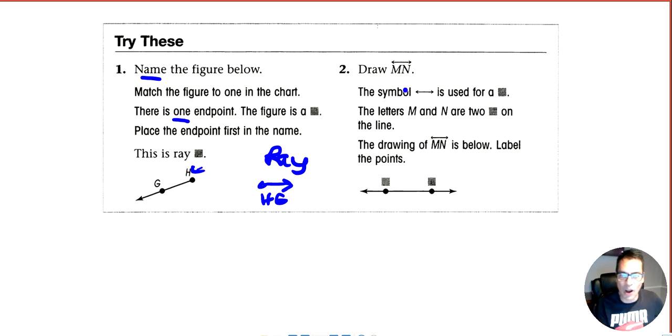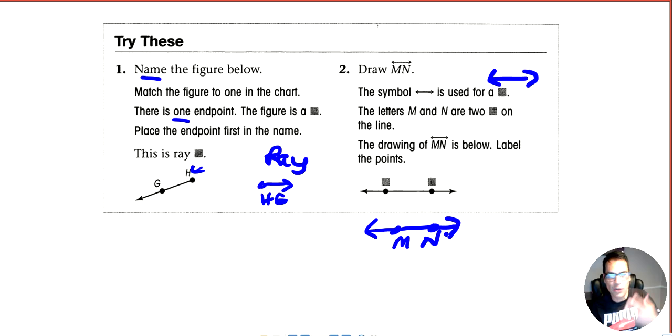So now it says draw line MN. We're going to draw it together here. So draw line MN. So we go, and it's got 2 points there. So we drew line MN. What did we do? The line symbol is used for a line, right? This is the symbol. So that's what we drew together. The letters M and N are 2 points on the line. We drew those 2 points, and then we drew the line, and then we labeled the 2 points. So we drew the line MN. We know it's a line because it's got an arrow here that goes on forever.